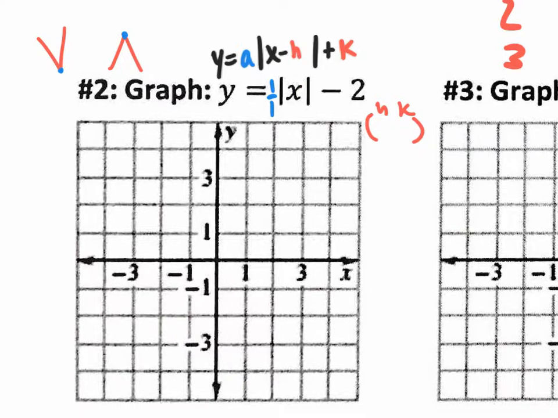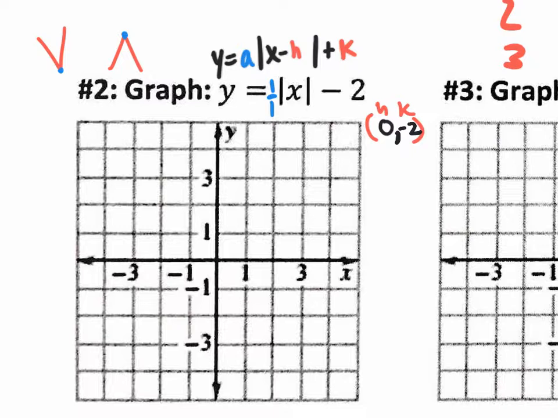Now h is supposed to be inside the absolute values with the x, and there is no number that's added or subtracted here, so you could think of it as minus 0 if you wanted to. So the h value truly is 0. Let's put a 0 right here. Now the k value, you take it for what it is, and the k value happens to be the number that's added or subtracted out here outside of the absolute values. So it's a negative 2 that's on the outside, so that is a negative 2. So the (h, k) value is (0, -2).